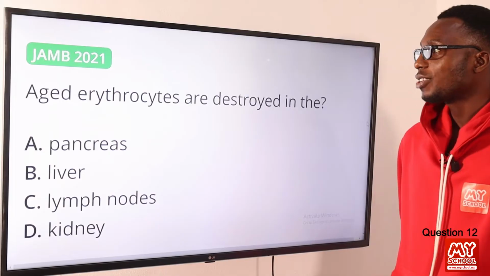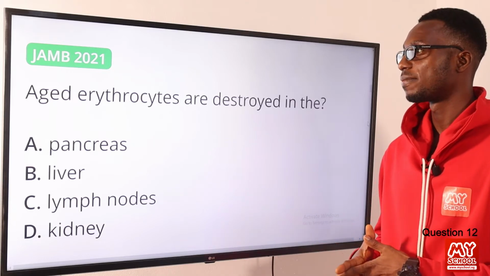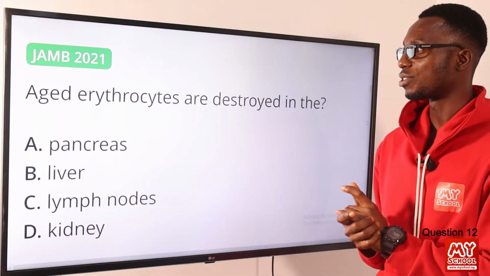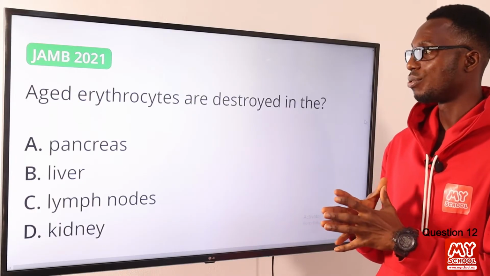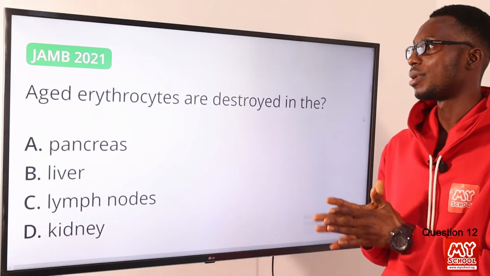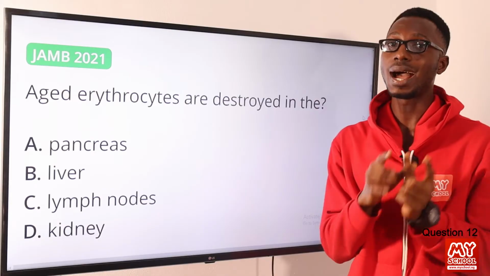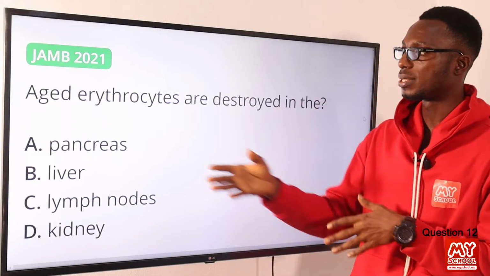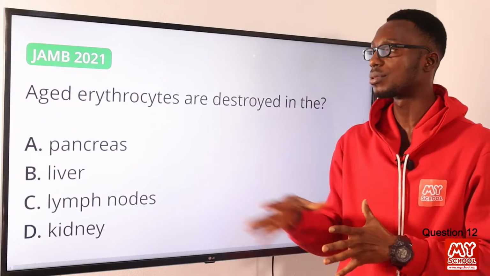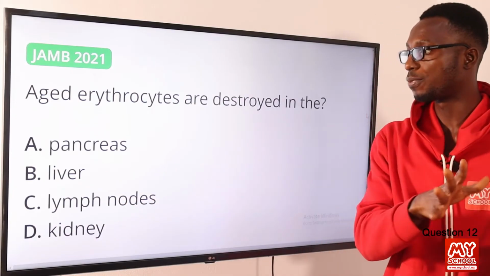Number 12, aged erythrocytes are destroyed in the what? We know that the lifespan of erythrocytes, or red blood cells, is about 3 months on average. Once they are worn out, they are engulfed by the phagocytes in the spleen. One of the functions of the liver is that, alongside the spleen in adults, it deals with the destruction of aged or worn out red blood cells. So the liver and the spleen, that is where we can put forward our solution.